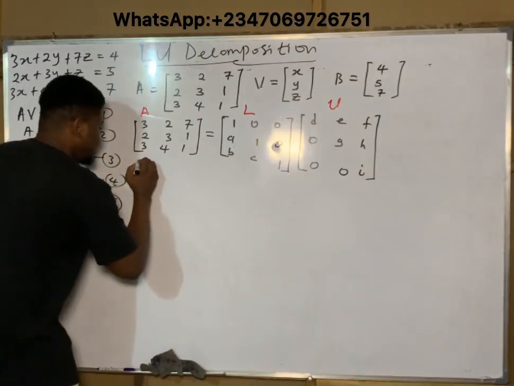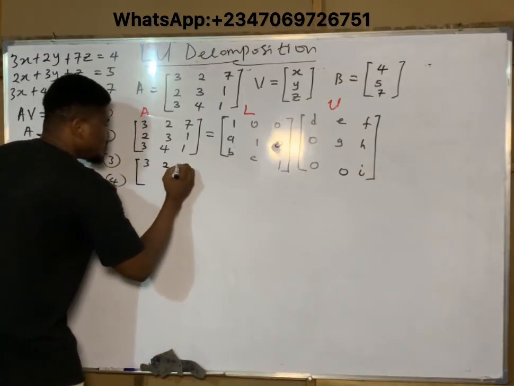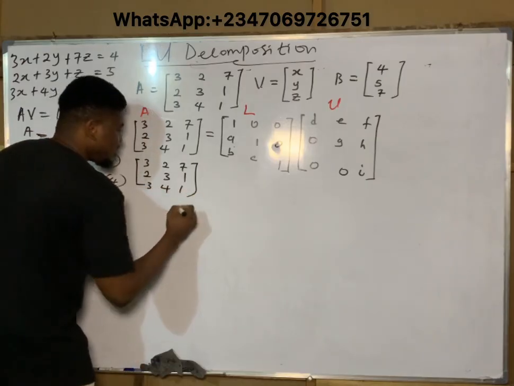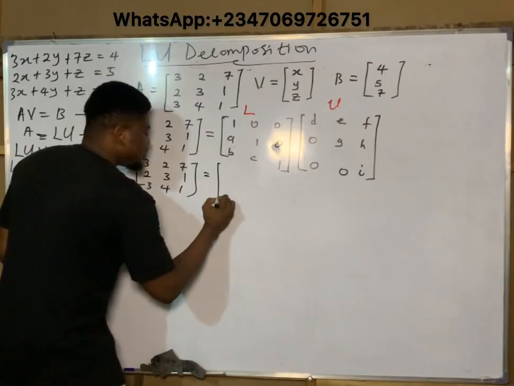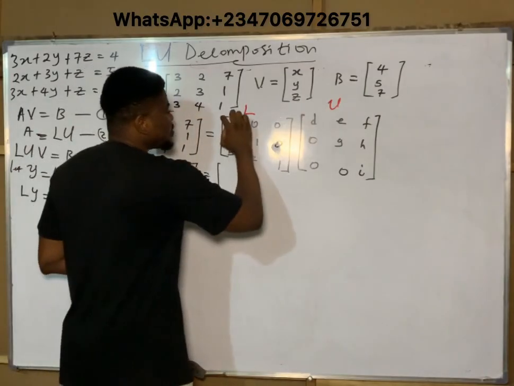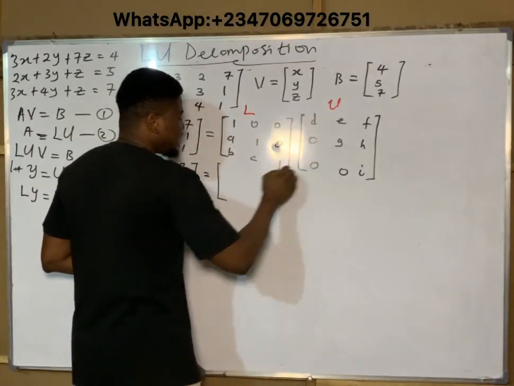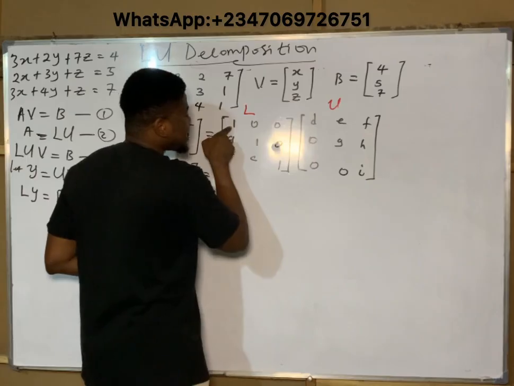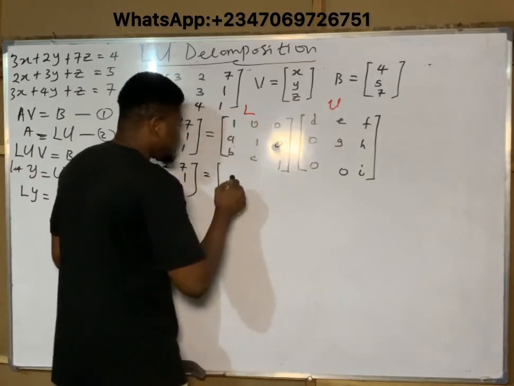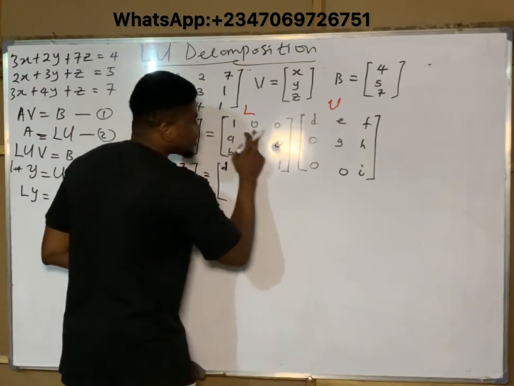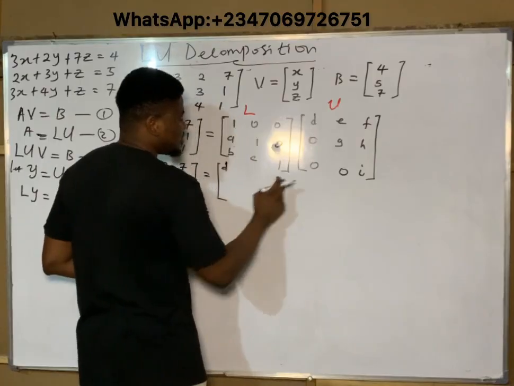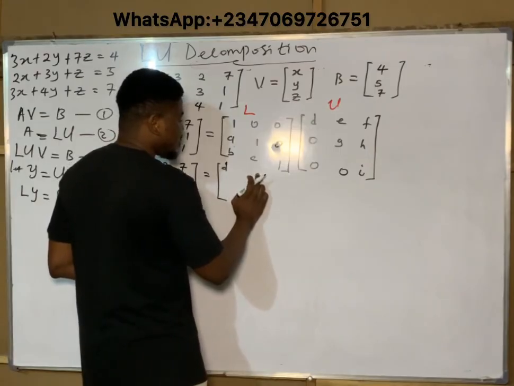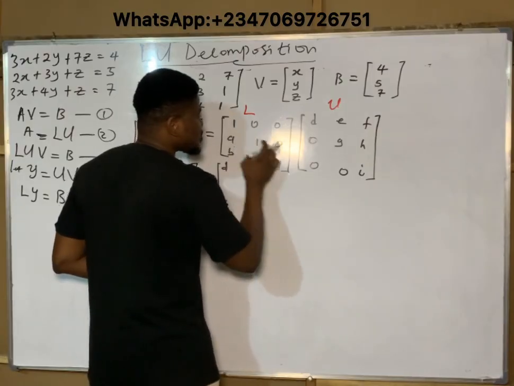So we start our multiplication then. This is now 3, 2, 7, 2, 3, 1, 3, 4, 1, and this is going to be equal to the product of these matrices. So we use the first row to multiply the first column. That gives us the first element in column 1. So for the first row it becomes 1 times D, which gives us D, plus 0 times 0 is 0, plus 0 times 0 is 0. So we'll have just that element in column 1. Again, to find the next element in column 2, we still use the first row to multiply the second column now.